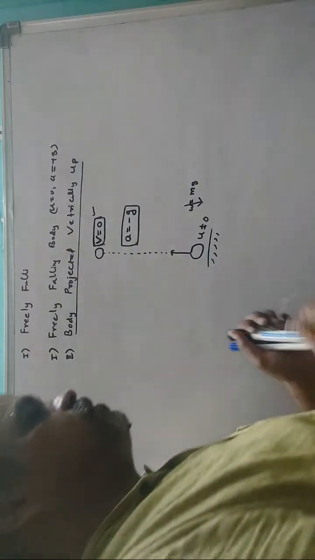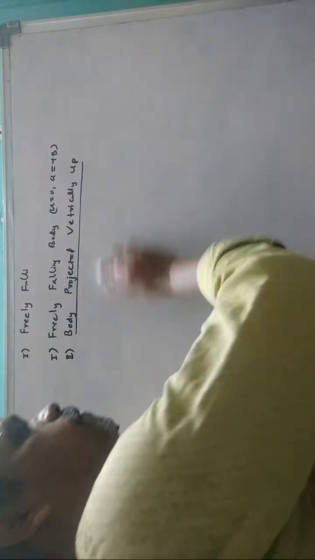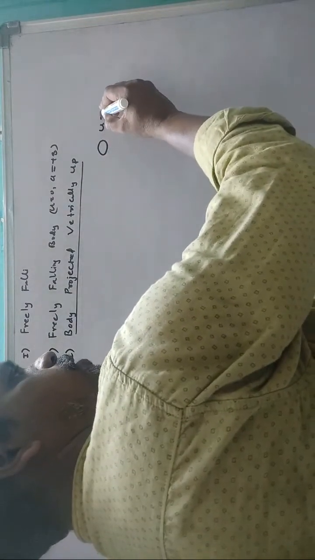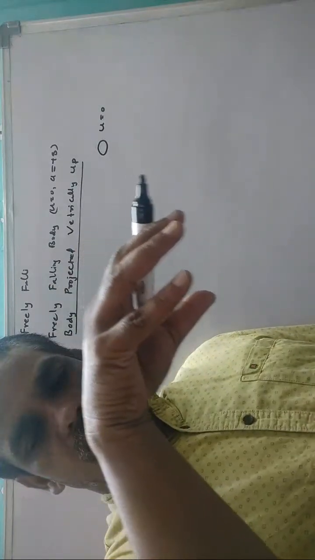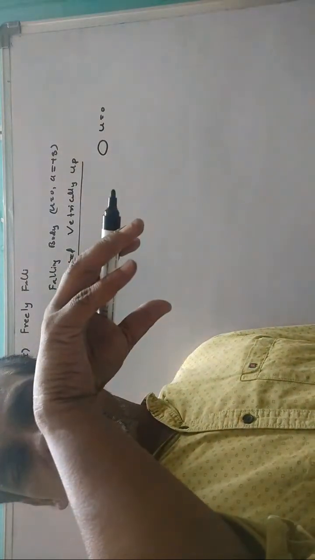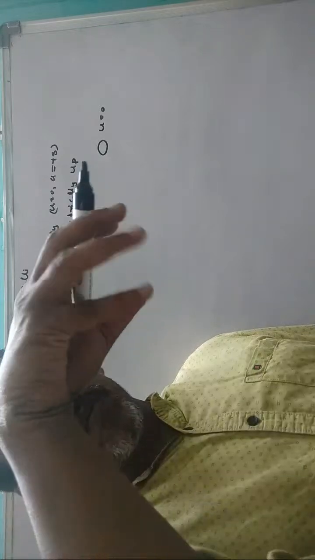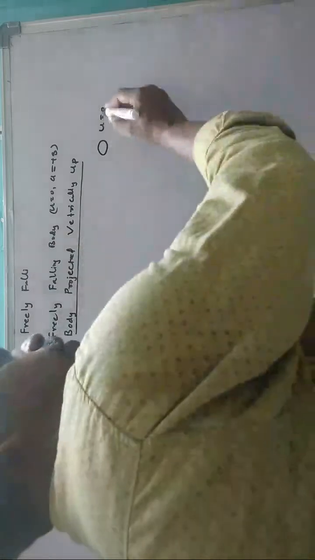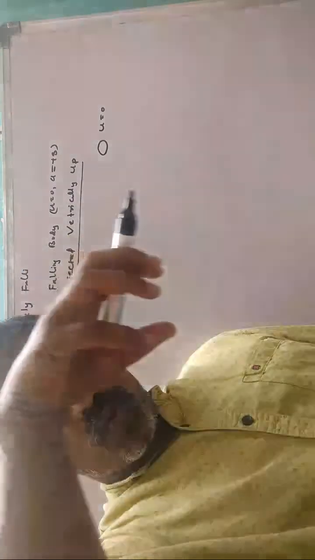I am repeating this one. I am comparing with the freely falling body, u equal to 0. We just open our fingers and the body goes down. This is a freely falling body. That means we are not giving any velocity to that ball; we just leave it freely. Those conditions are u equal to 0, and the ball goes down to the earth.